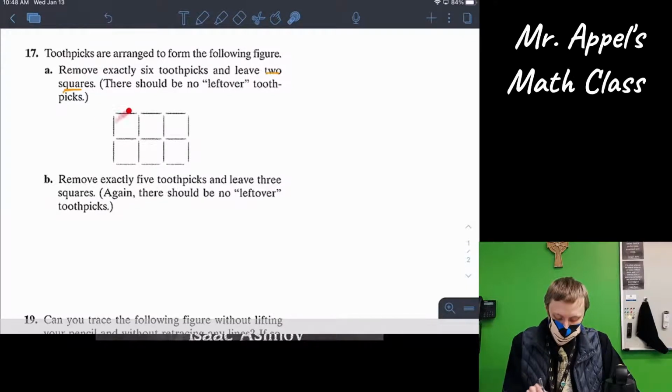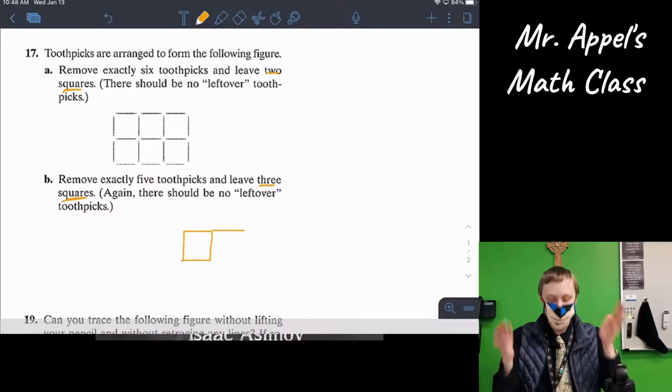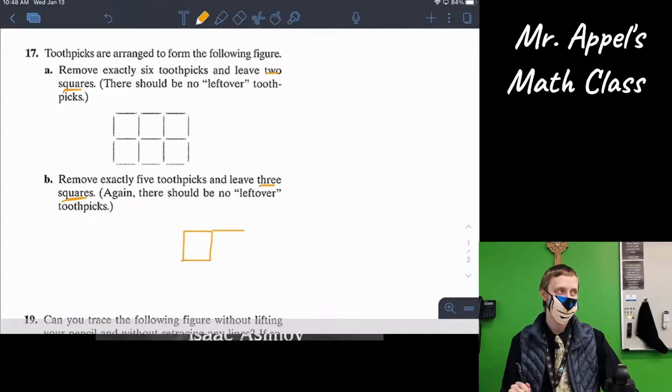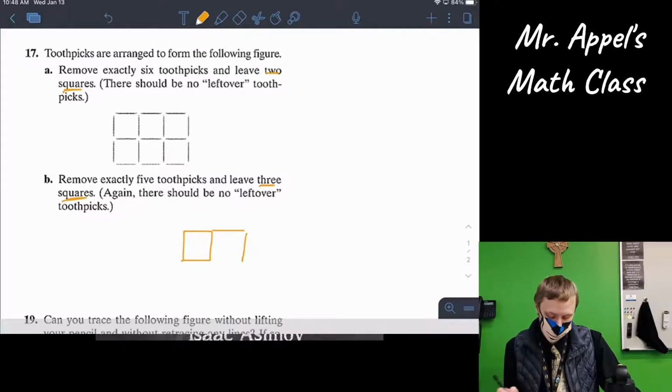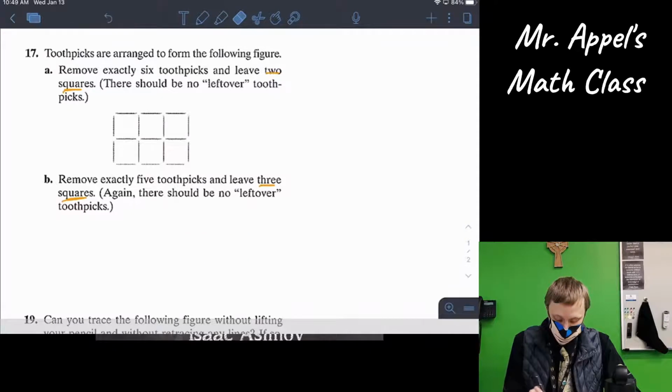And B, from the same shape, so reset, go back to this, remove exactly 5 toothpicks and leave 3 squares. And when they say no leftover toothpicks, that means there shouldn't be a square and then one of those sticking out. Every toothpick left on the board needs to be part of a full square. No implied squares, no, well, I have almost most of a square here. We're not making a dashed line there. The only gaps should be at the ends where the toothpicks join up.